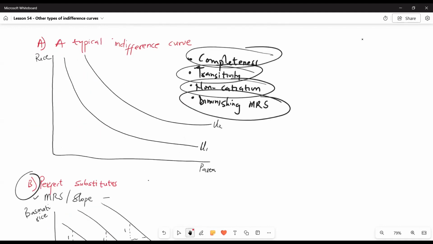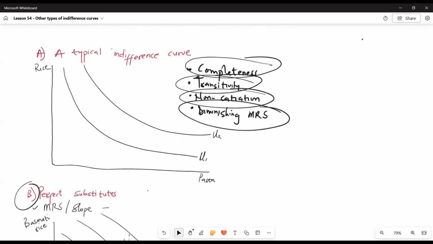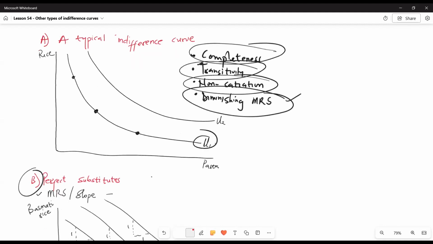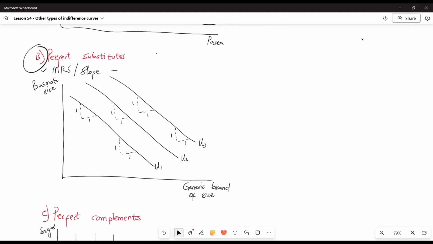Now, if we go back to a typical indifference curve, we mentioned in our previous lesson that diminishing marginal rate of substitution means the slope along this indifference curve is not constant. So for instance, the slope at this point is different from the slope at this point and is different from the slope at this point. So this simply means that the consumer's rate of substituting one good for another changes along the indifference curve. Now, this is not the case for perfect substitute.